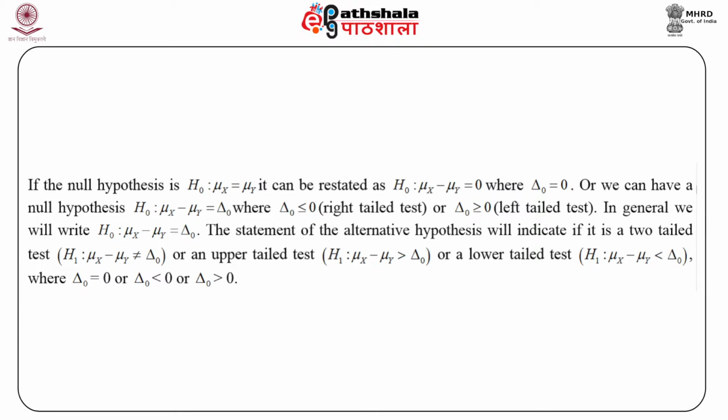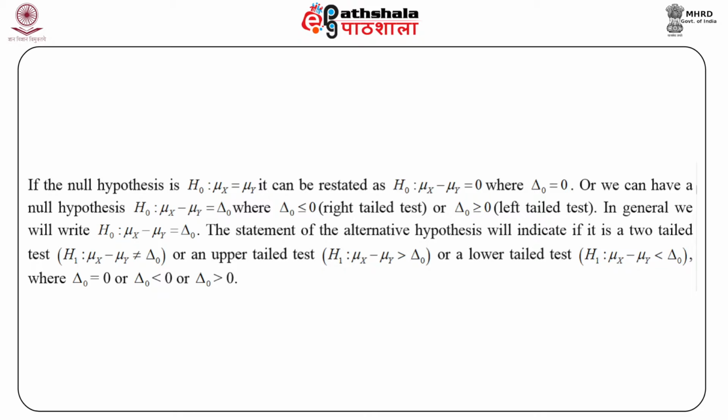Or we can have a null hypothesis H naught, mu x minus mu y equal to lambda 0, where lambda 0 is less than or equal to 0, which is a right-tailed test, or lambda 0 is greater than or equal to 0, which is a left-tailed test. In general, we will write the null hypothesis as H naught and denote it as mu x minus mu y equal to lambda 0.